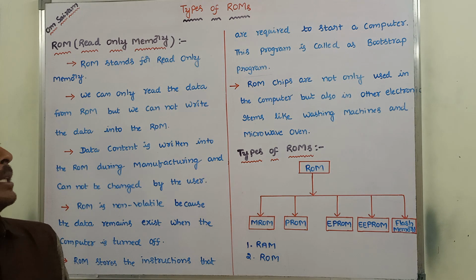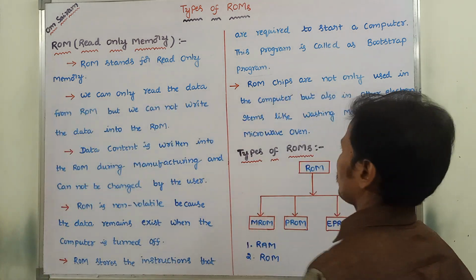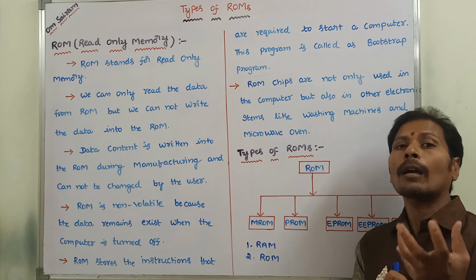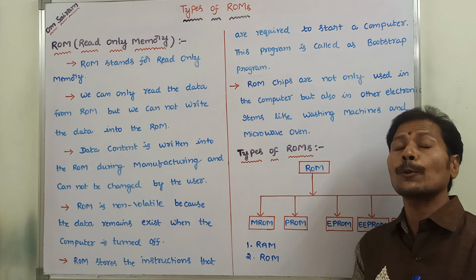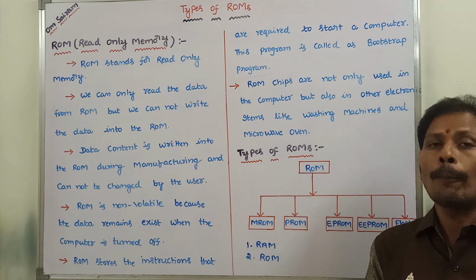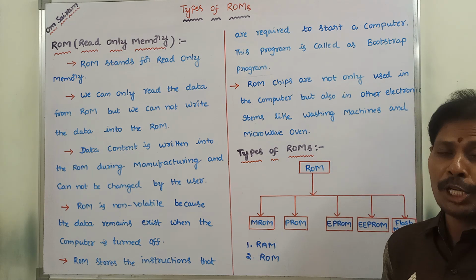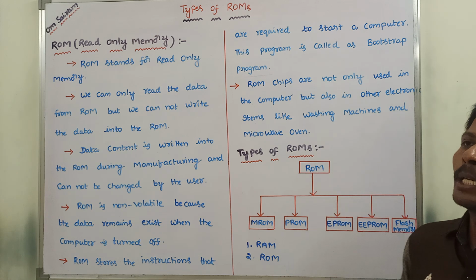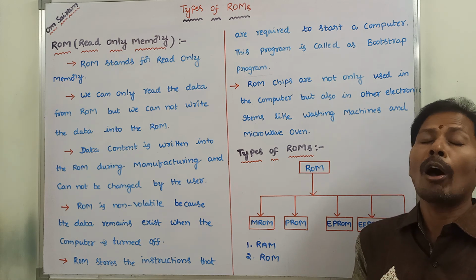Okay. Next one, ROM chips are not only used in the computer but also in other electronic components such as washing machines and microwave ovens. Next point, ROM is non-volatile.